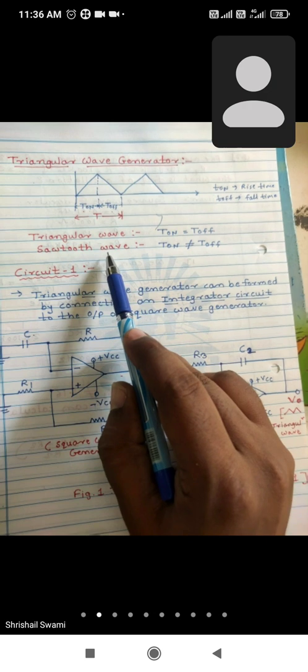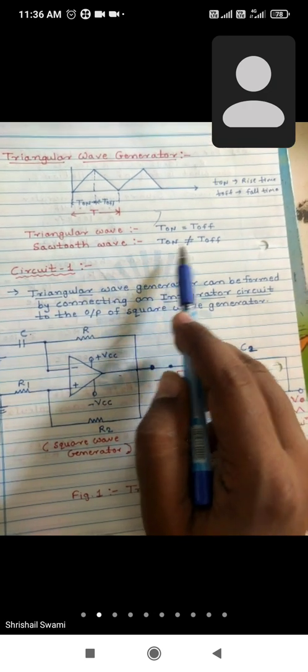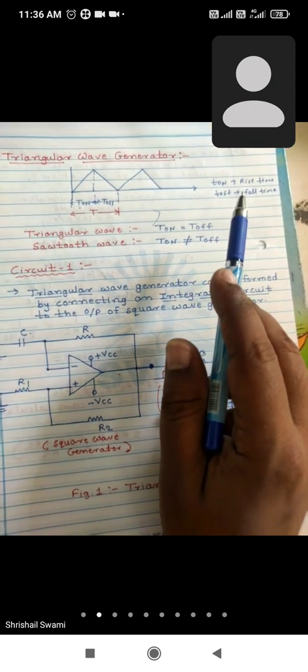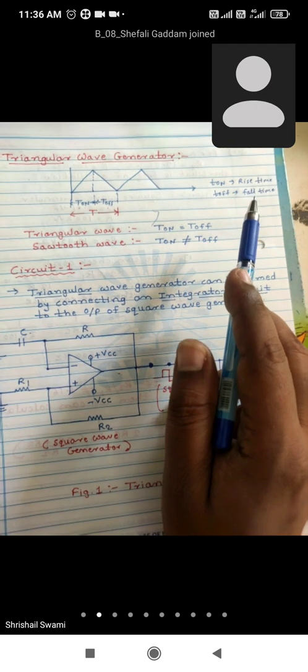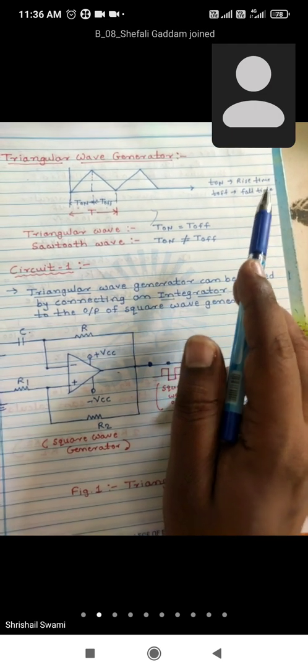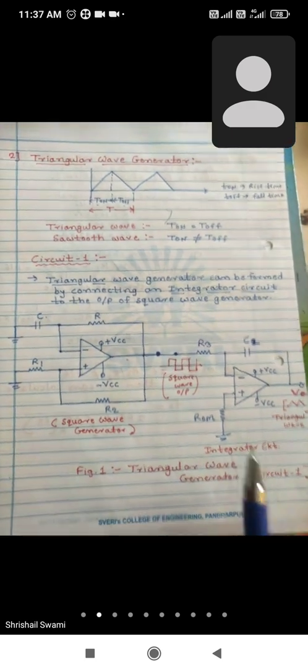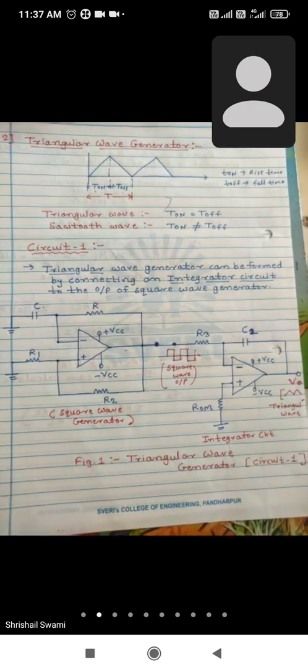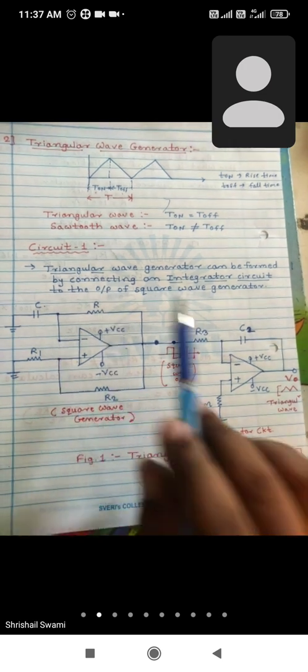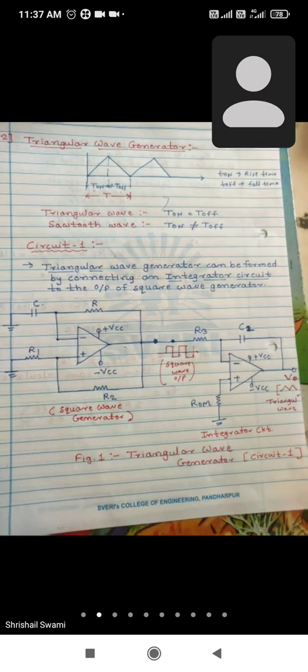But for a sawtooth wave, it is different. It is not equal. Either the rise time will be more compared to the fall time, or the fall time is more compared to the rise time, vice versa. There are two different circuits by which we can construct the triangular wave generator.